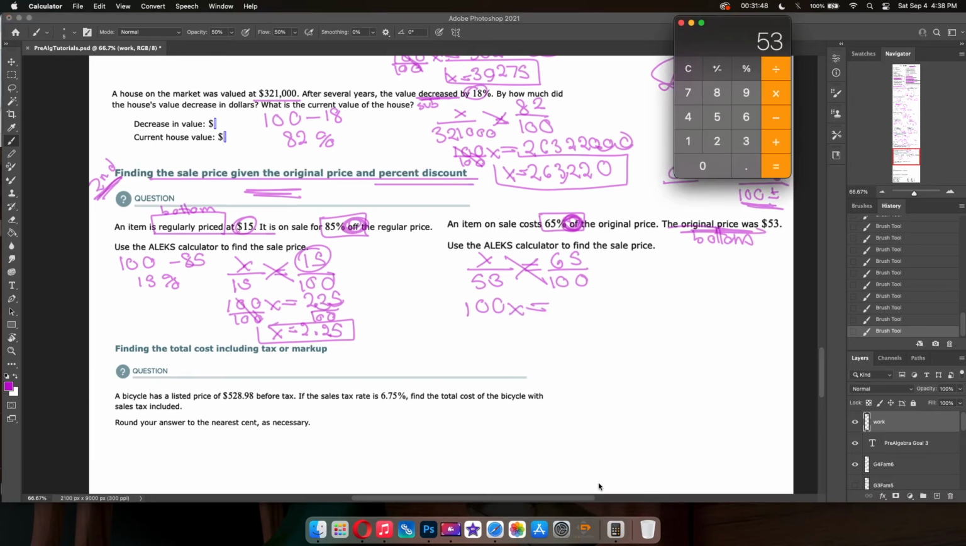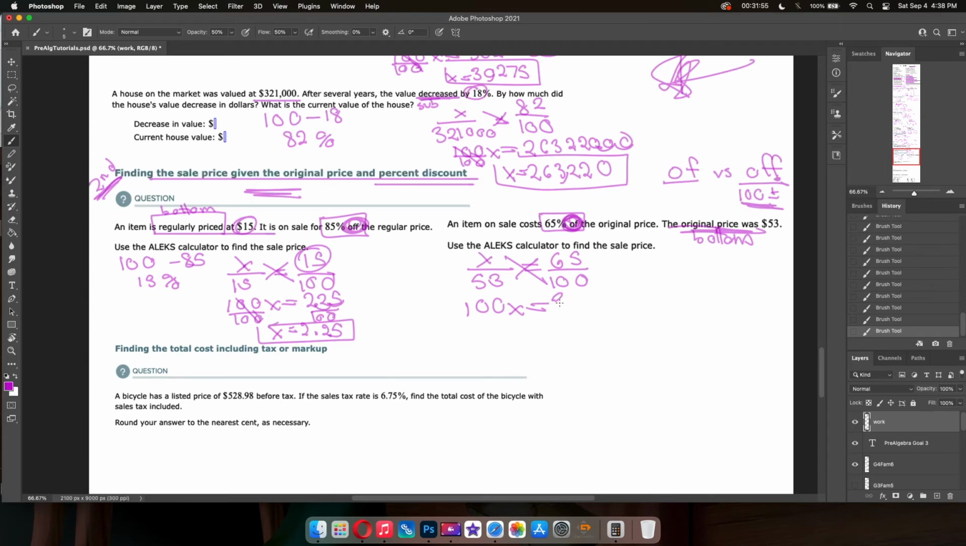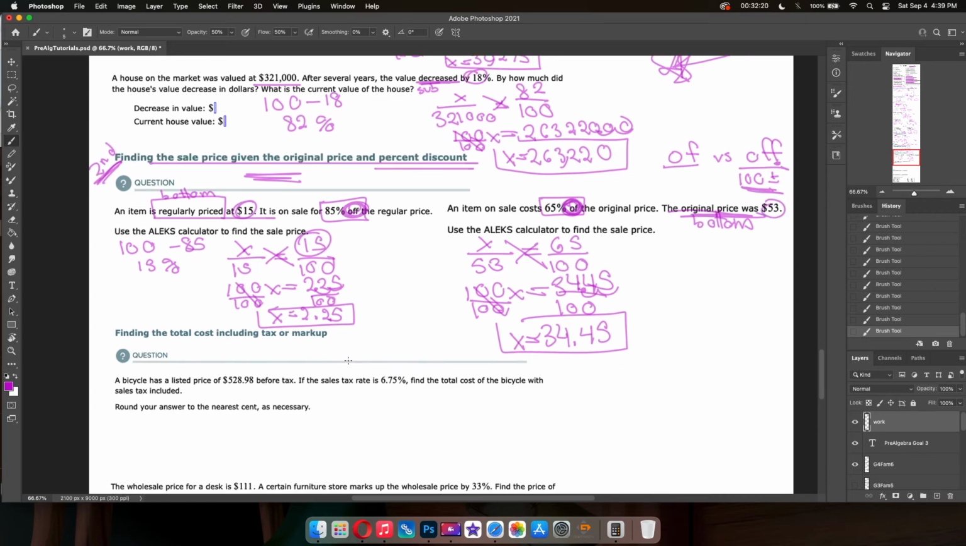I don't know. It's dumb o'clock at night. 53 times 65, 3445. So 3445. Divide by 100, divide by 100, which again, same as before, you move the decimal over 2 places. X equals $34.45. So a little over half as much as the original price, and the original price is 53. So yeah, that sounds about right.